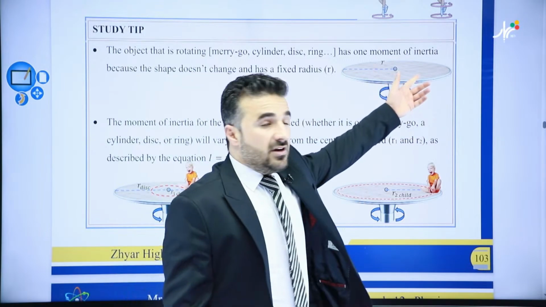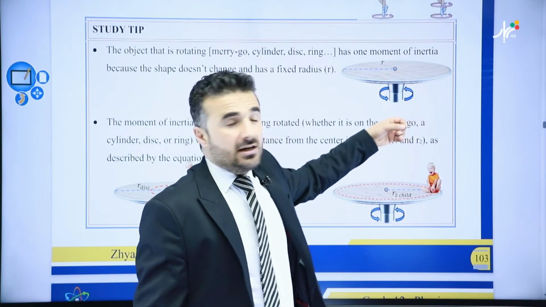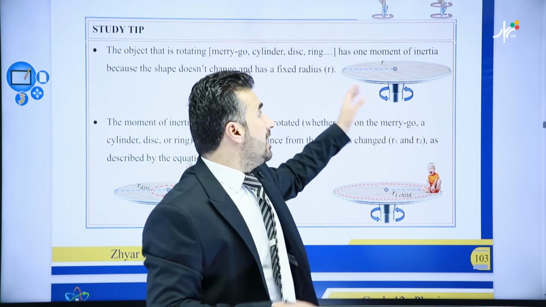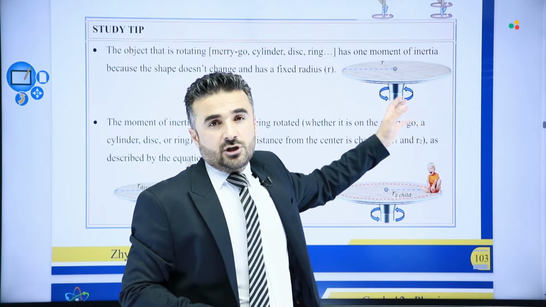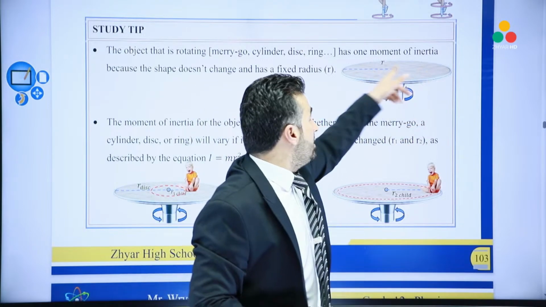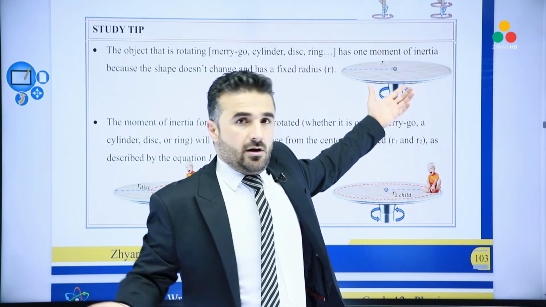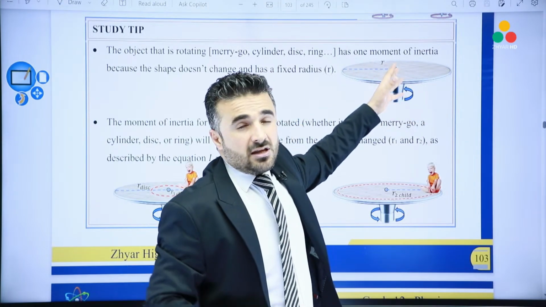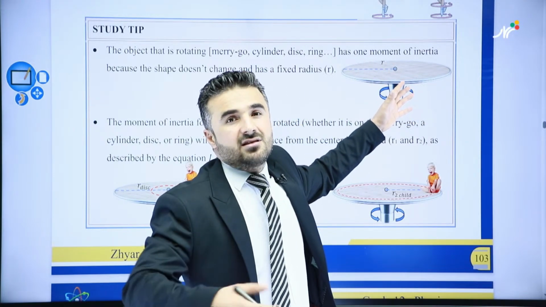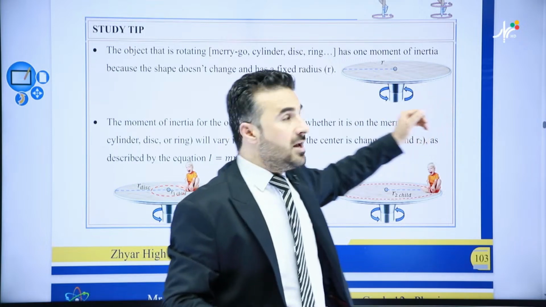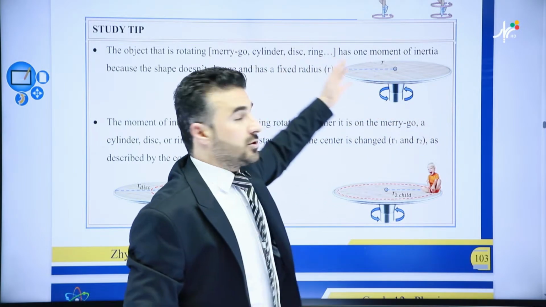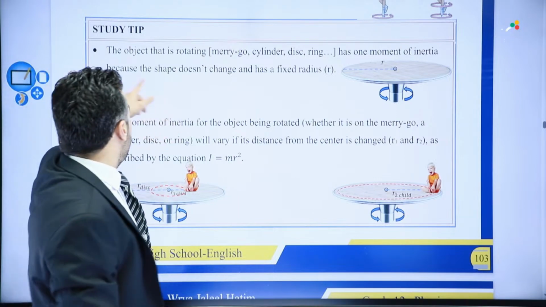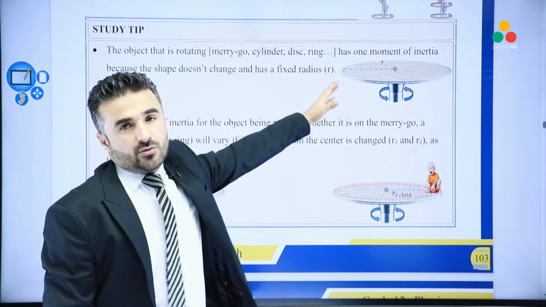So if we have an object that has a solid shape, if the shape doesn't change, if the radius doesn't change, that means initial and final moment of inertia will be the same, because this radius will never change. Yes, it is a solid object, of course, so what do you expect? So as long as the radius doesn't change, your moment of inertia is always the same. Initial and final will be the same, whether it is a merry-go-round, cylinder, disc, ring, or whatever. That's one, yes? Because the shape doesn't change, it has a fixed radius.